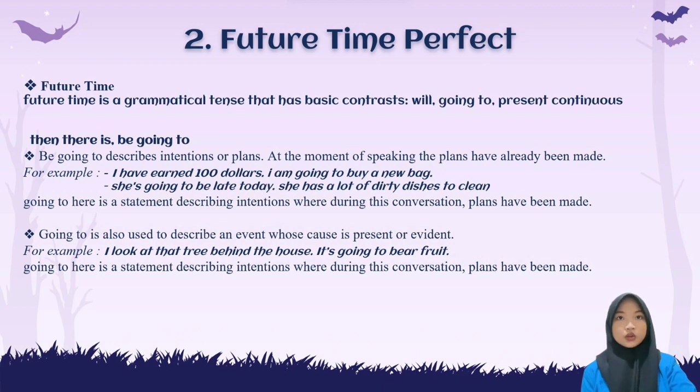Going to is also used to describe an event whose cause is present or evident. For example, I look at the tree behind the house, it's going to bear fruit. Going to here describes an event whose cause is evident.